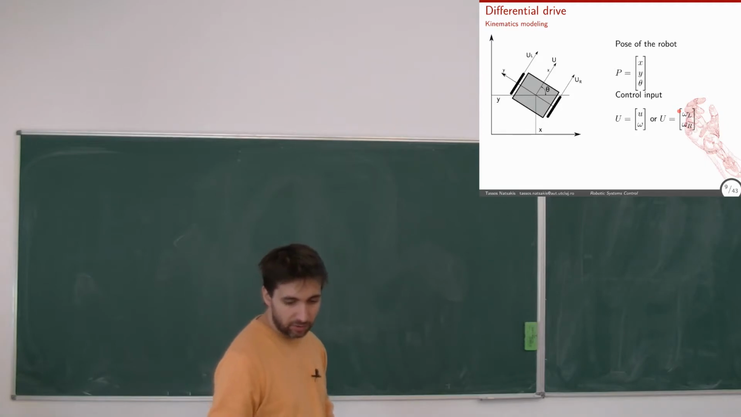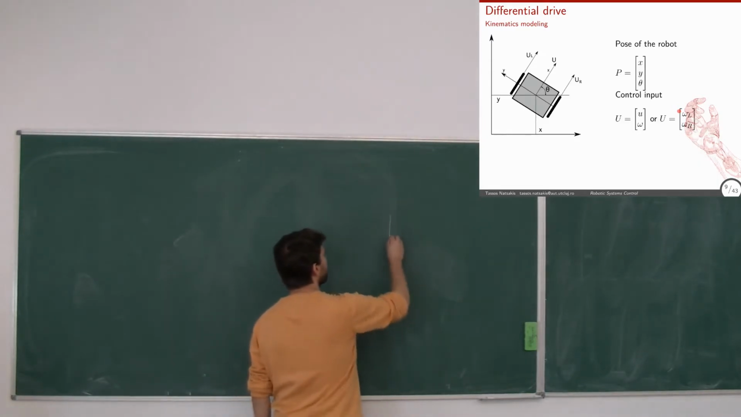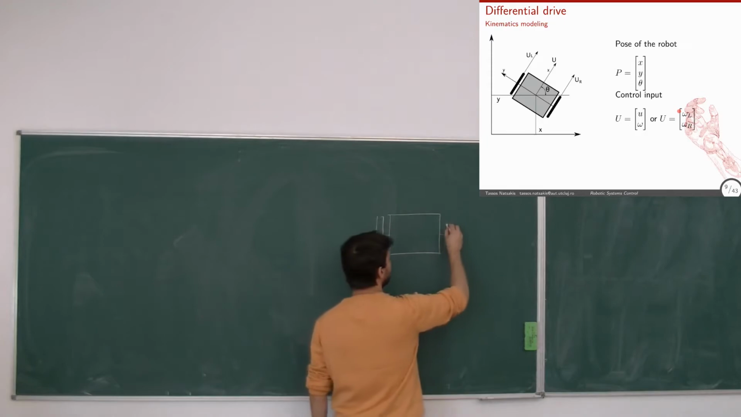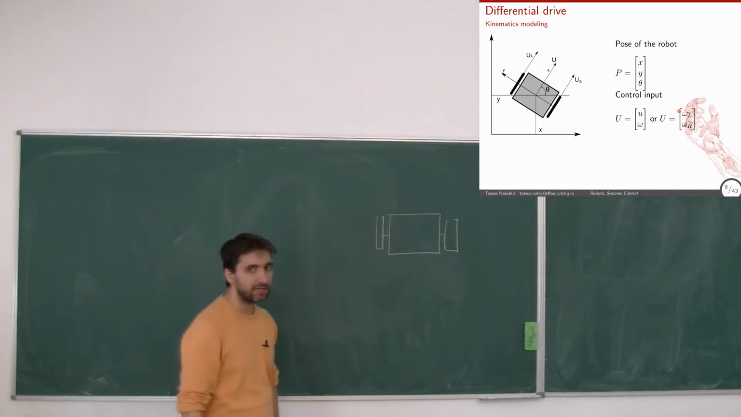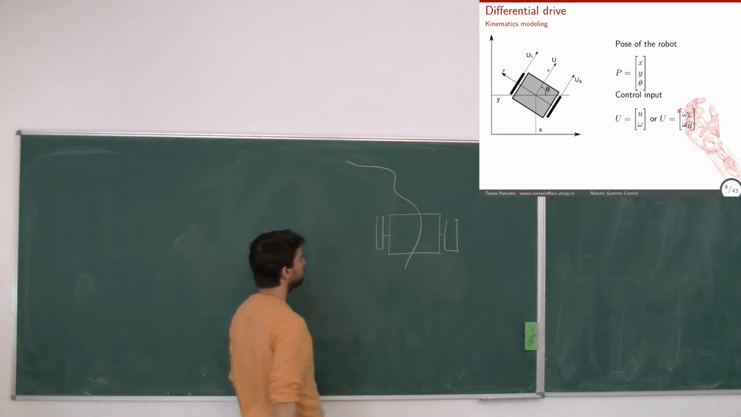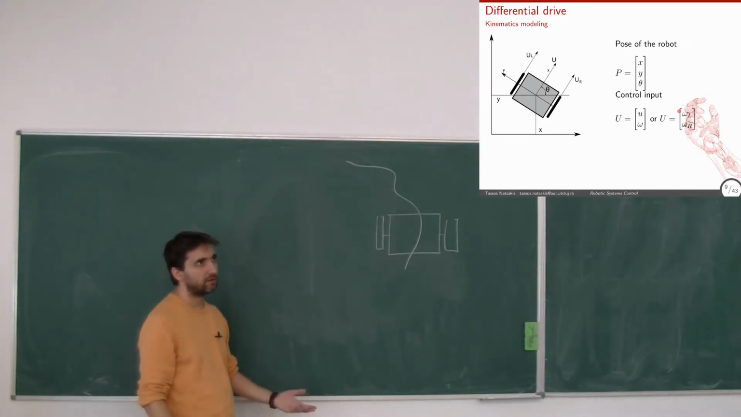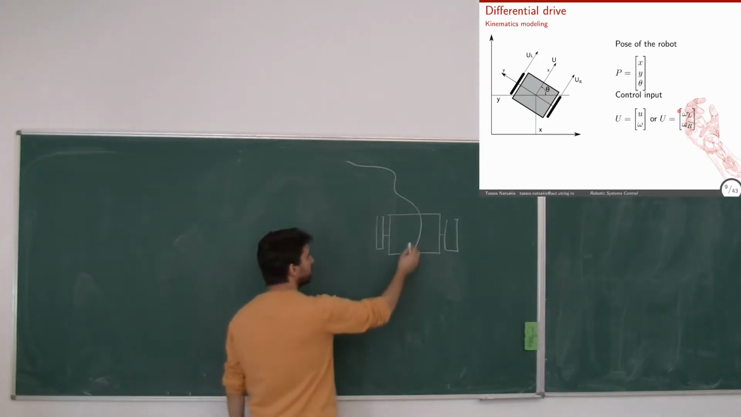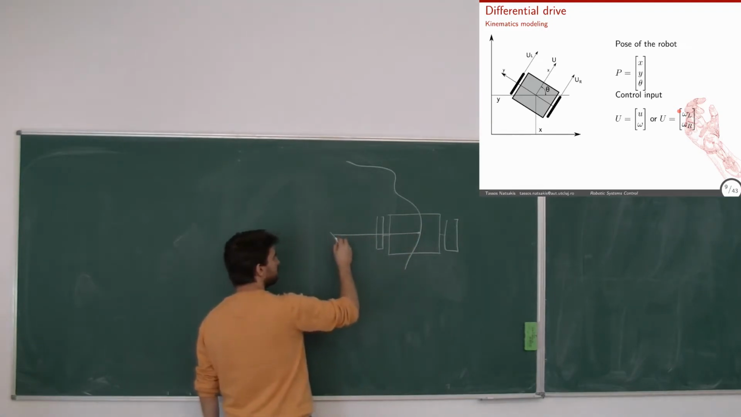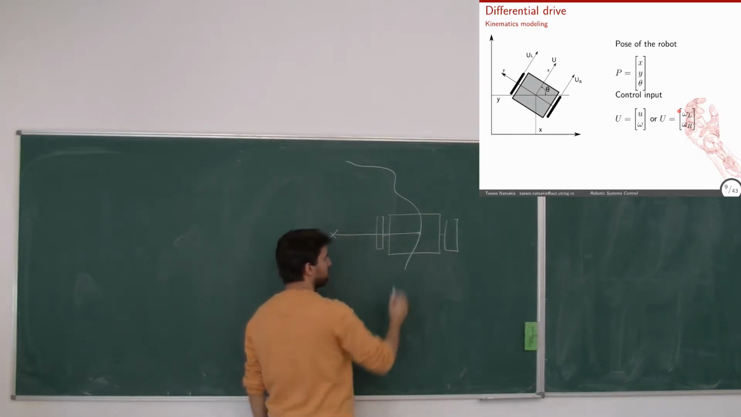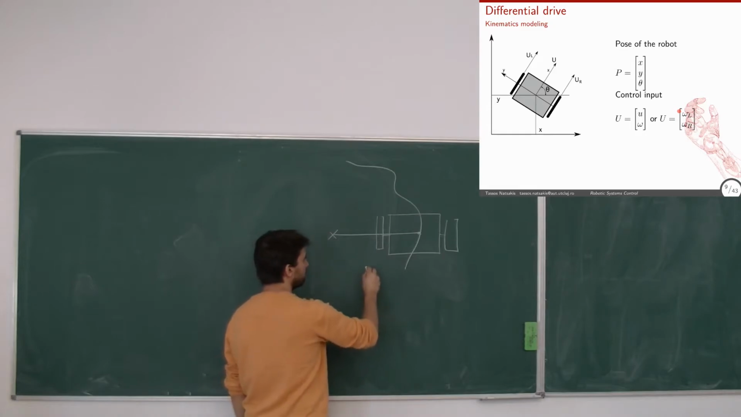Now, let's see, if I have this robot, I'll draw it here. I have one wheel, I have another wheel, and I want this robot to follow a specific trajectory. What's important for me in this case is the distance of the instantaneous center of rotation at that specific part of the trajectory. Okay, so this R.